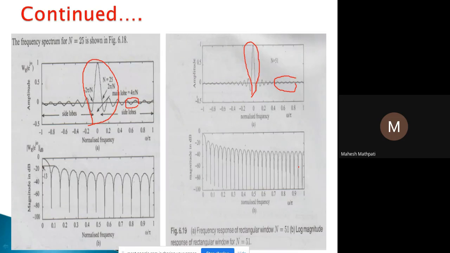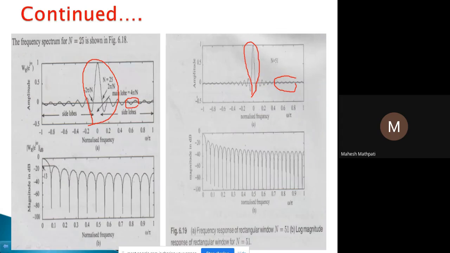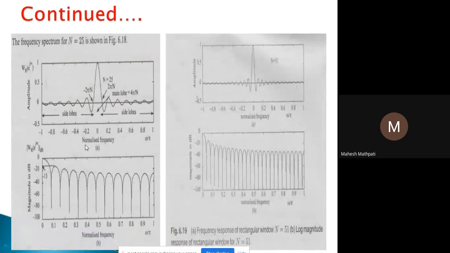Okay, now take down this. प्लॉट कर सकते हैं इसको? It is just for your understanding purpose. So that is what all about the rectangular window.